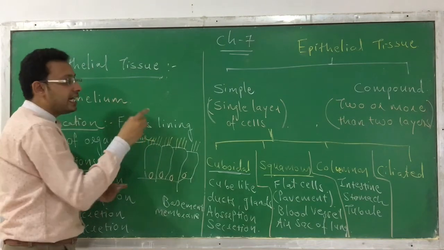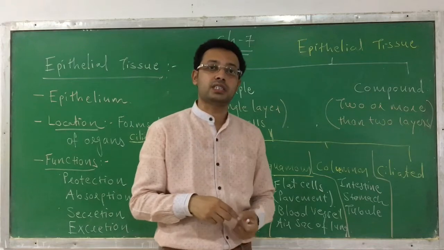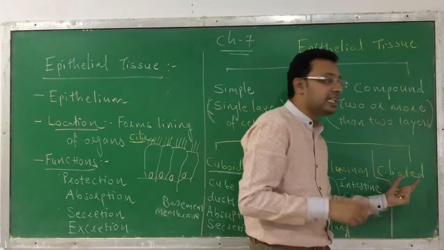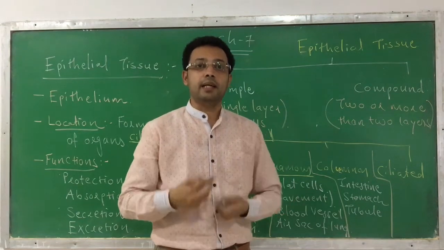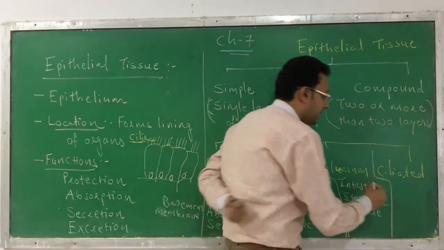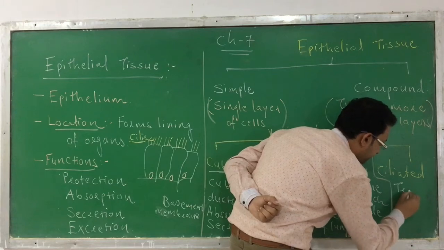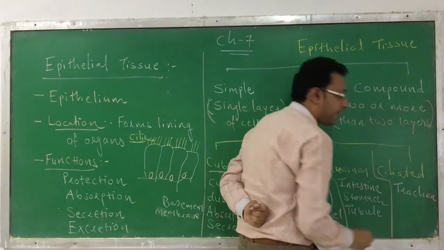So as the cilia are present on the free surface of this cell, we call it ciliated epithelium. Where is it present? It's present in the trachea and in the primary bronchi.